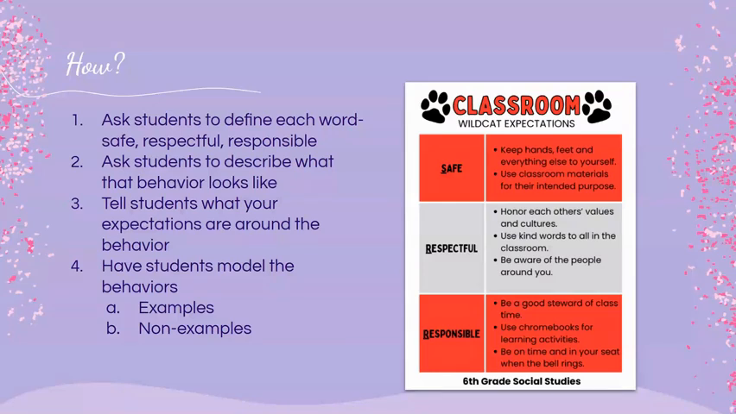Another thing that you could do as far as explicit instruction is have the students model those behaviors. So this is usually something that you would do at the beginning of the school year, of having them model what it is to be safe, what it is to be respectful, voice levels of 0 through 4, things like that. But if you ever need to do a reset, it's a good idea to have the students do those examples and non-examples again.